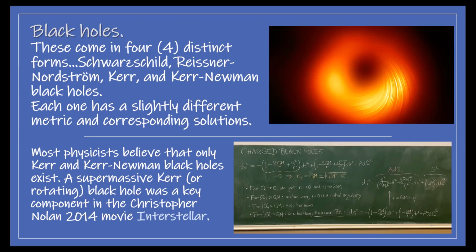Most physicists today believe that only Kerr and Kerr-Newman black holes exist. A supermassive Kerr, or rotating, black hole was the key component in the 2014 movie Interstellar. If you saw it, there's that scene where they're flying past and flying out of it, very exciting. Fifty-one years pass for the few hours it takes to fly by. Very exciting. And on this image right here, this is the metric that's used to describe an electrically charged black hole, which is complicated and unnerving. Quite frankly, I didn't enhance it because I don't want to lose 40% of the audience. At least that's the intent.